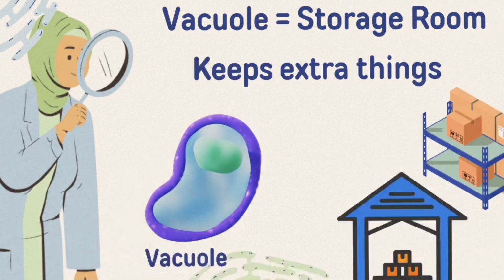Finally, the vacuole. Picture the storage room of your school. All the extra chairs, supplies, or materials that aren't needed immediately are stored there. Similarly, the vacuole stores food, water, and waste until the cell needs it. In plant cells, the vacuole is really large, while in animal cells, it's usually smaller.